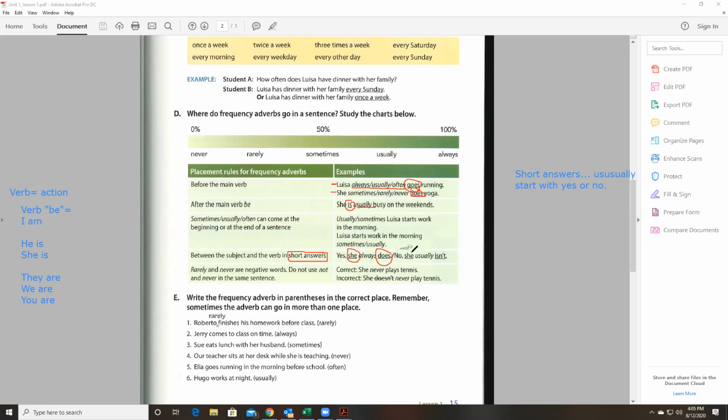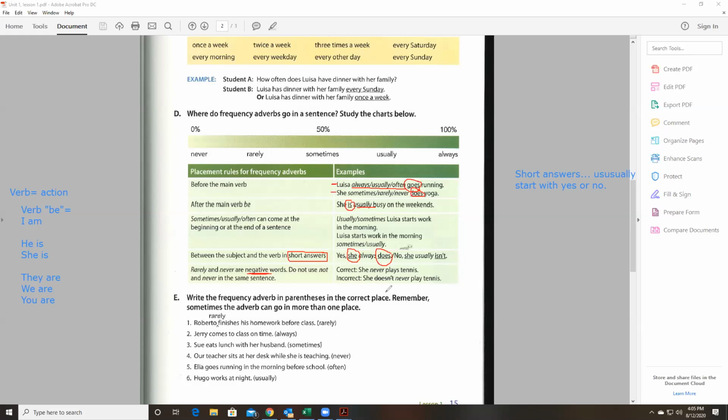Okay, now let's look at our last one. It says, write the frequency adverb in parentheses in the correct place. Oh, excuse me, I skipped ahead. Rarely and never are negative words. Do not use not or never in the same sentence.